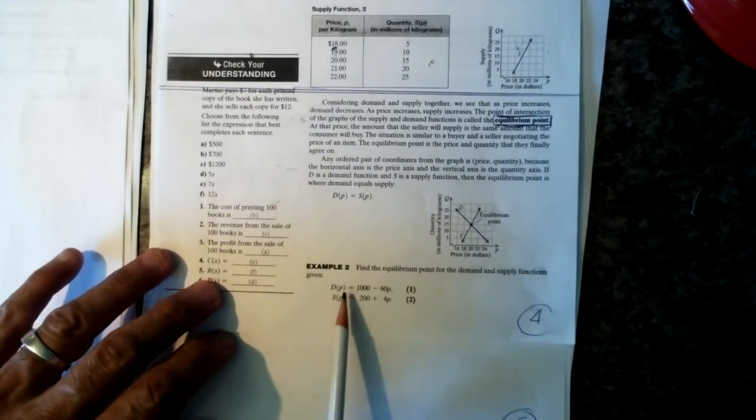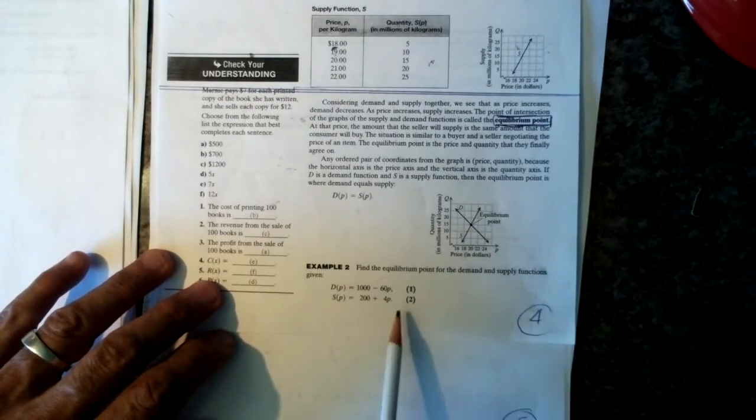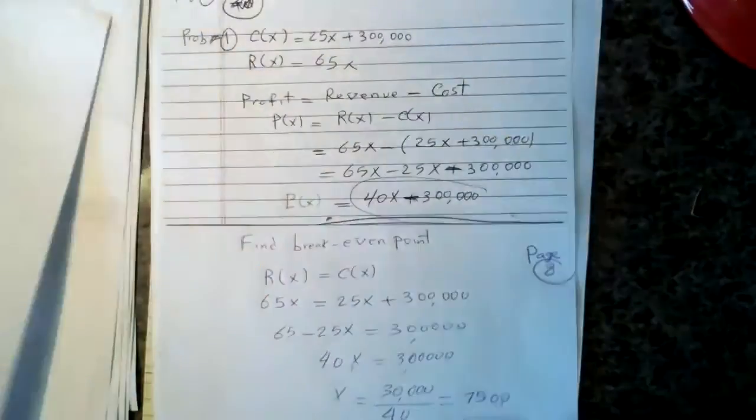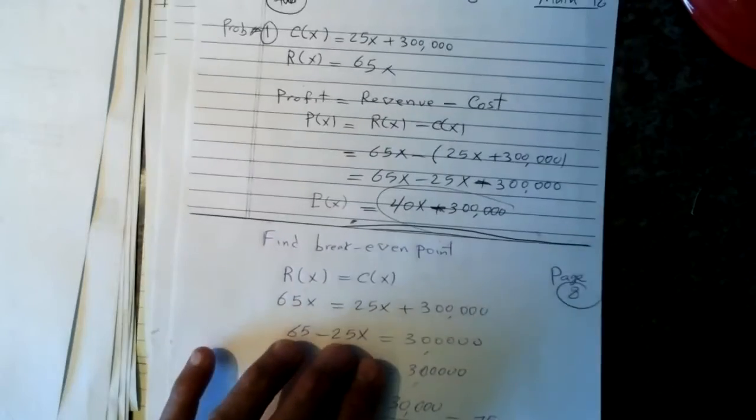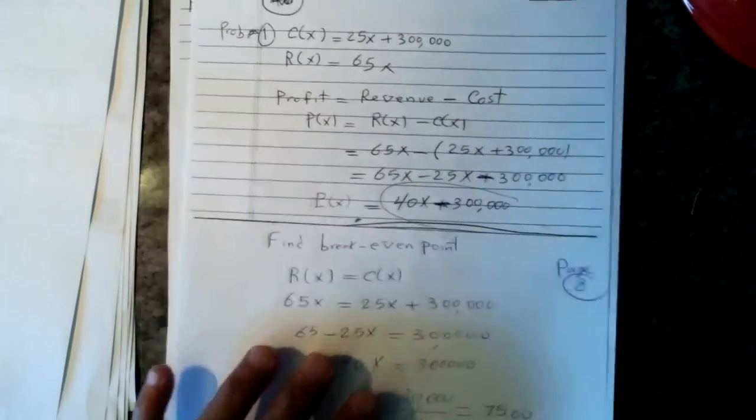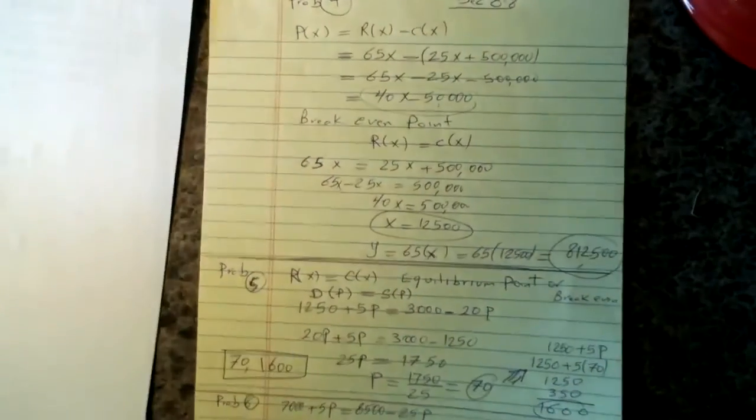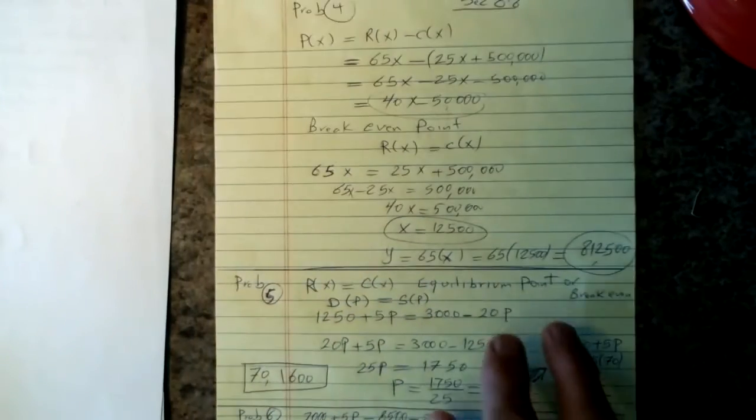So let's say you have the equation of the demand, you have the equation of the supply. When you set these two equal to each other, then you find the break-even point. And this is the example that you have. See, the equation of each is given. You set it equal to each other. Now, this is problem number 4.